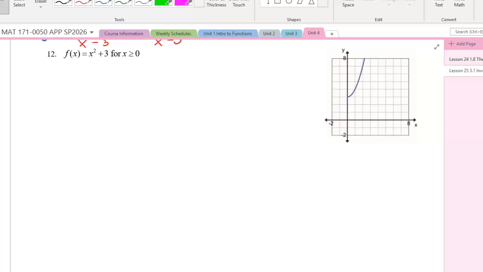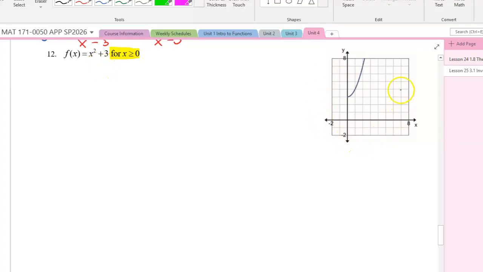So in number 12, we're asked to find the inverse of x squared plus 3. But there's this odd statement following that: for x is greater than or equal to 0. Now you may be asking, what is that? Why do they have that? So think about x squared plus 3.